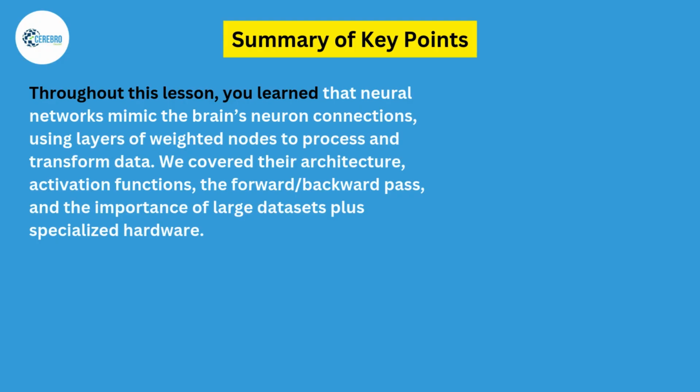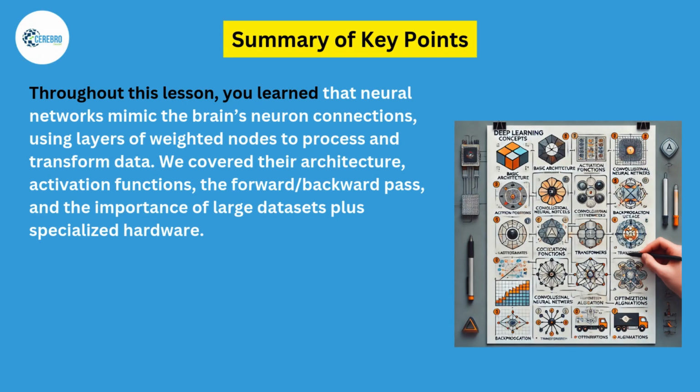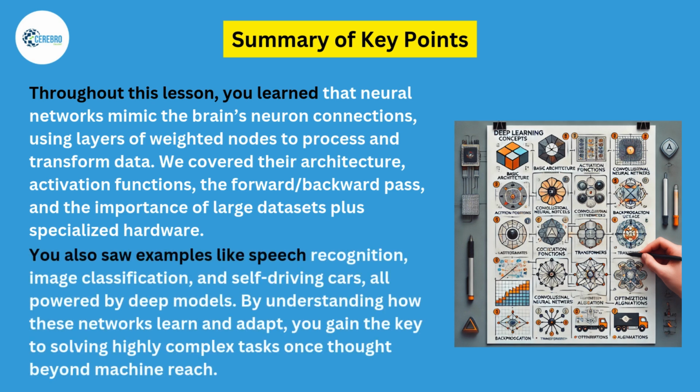Throughout this lesson, you learned that neural networks mimic the brain's neuron connections, using layers of weighted nodes to process and transform data. We covered their architecture, activation functions, the forward-backward pass, and the importance of large data sets plus specialized hardware. You also saw examples like speech recognition, image classification, and self-driving cars, all powered by deep models. By understanding how these networks learn and adapt, you gain the key to solving highly complex tasks once thought beyond machine reach.